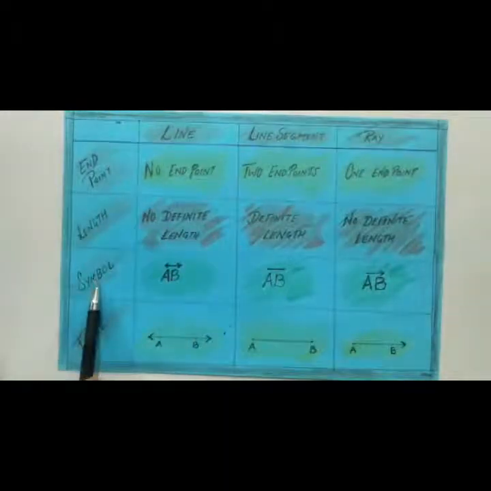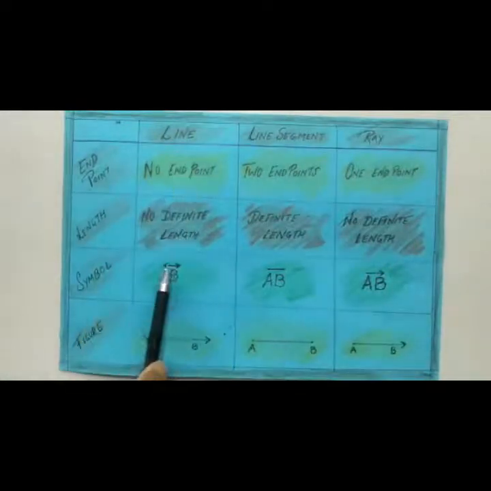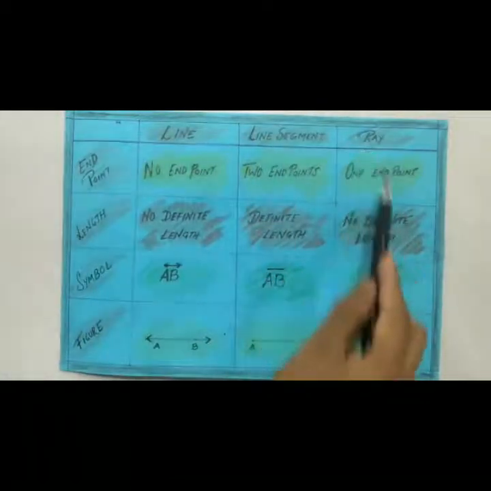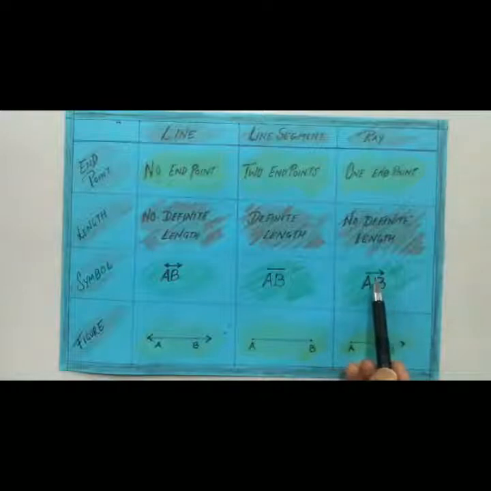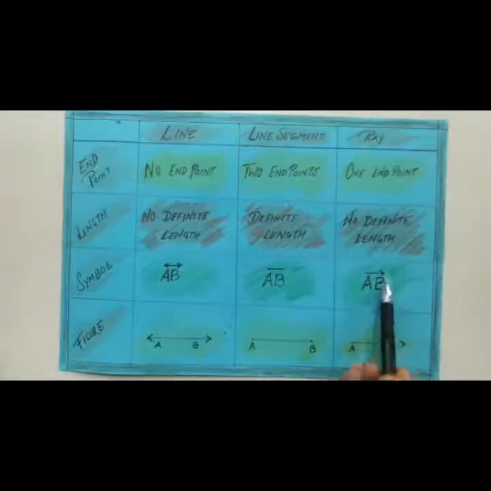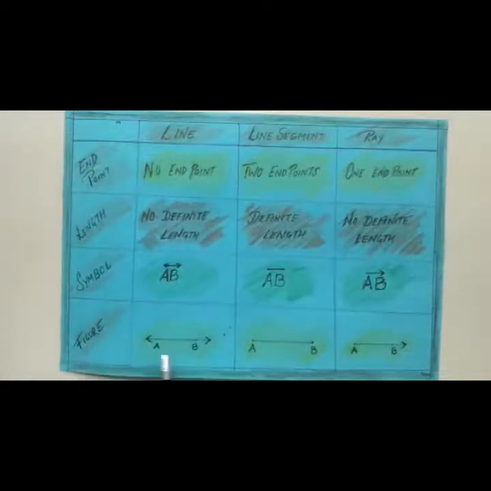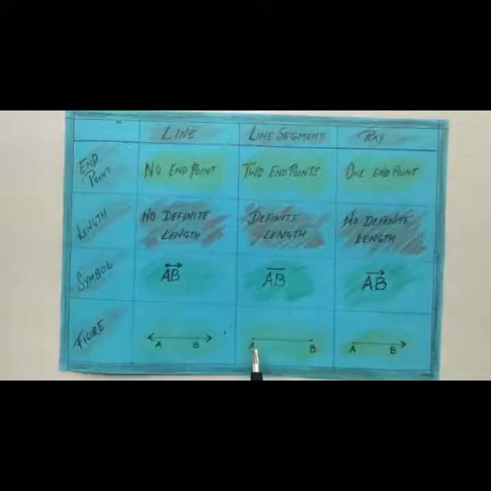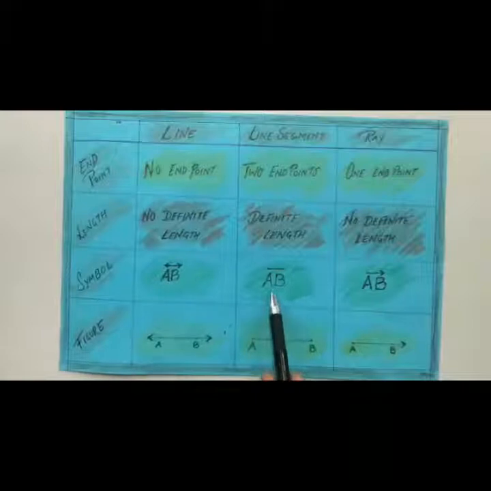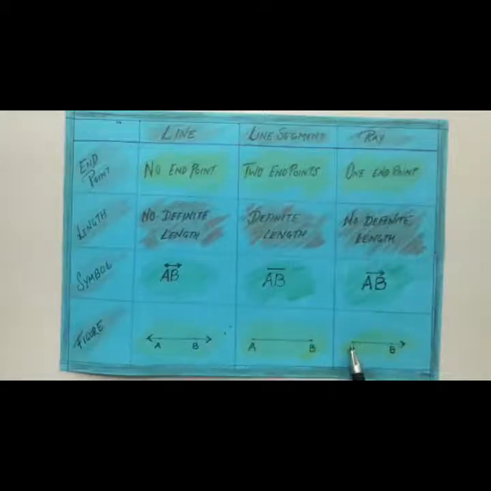Now the third one is symbol. The symbol of line is this one. Symbol of line segment is this. And the symbol of ray is this. Now you can see the figure of all the three. This is line AB, arrows are here. This is line segment AB, two endpoints, and this is ray AB. You can see here AB.